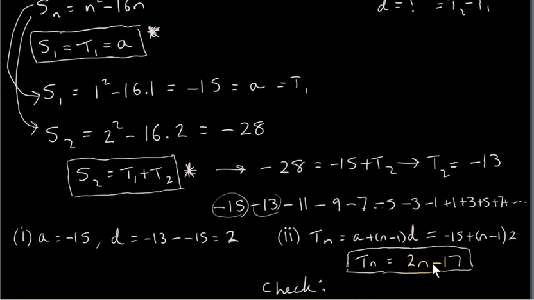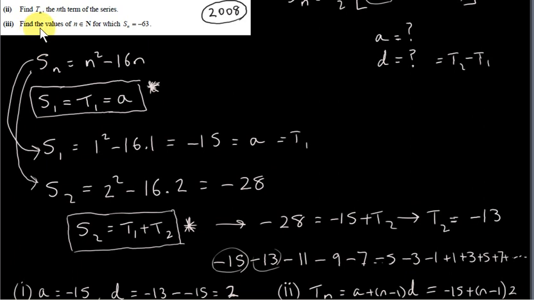I want to just check this formula quickly. I'll calculate T1. T1 is 2 times 1, which is 2, minus 17. 2 minus 17 is minus 15. That is indeed the first term. Of course, this is not 100% guaranteed, but it's quite likely to be true. If it's true for one of these values, it's probably true for all of them.